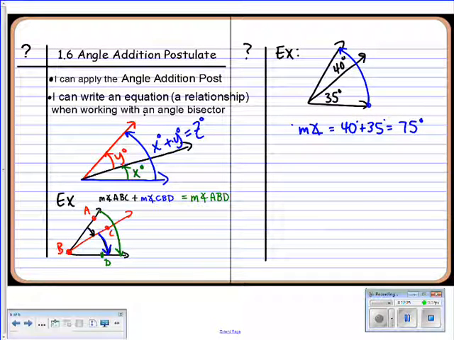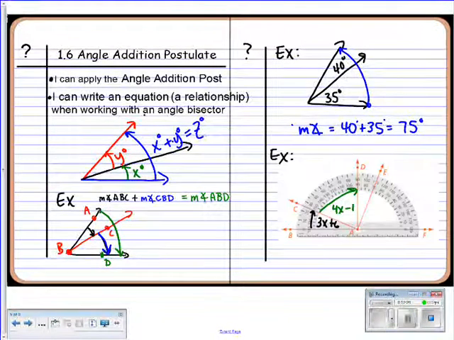All right, hopefully that was pretty easy. That equals 75 degrees for that big angle. All right, let's see how we do on this next problem.